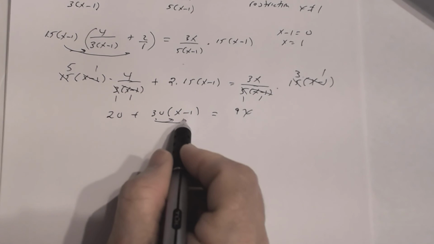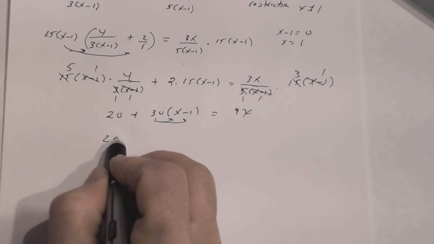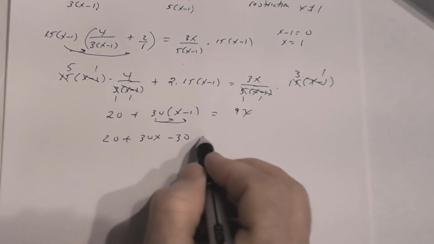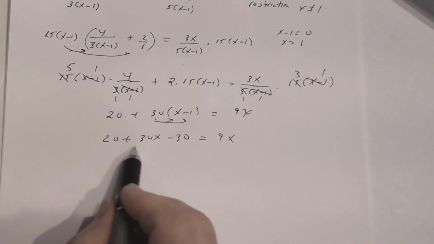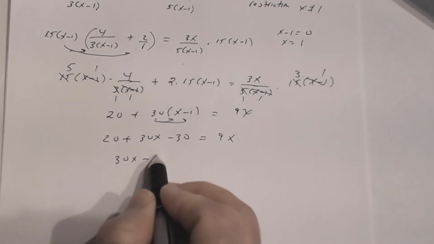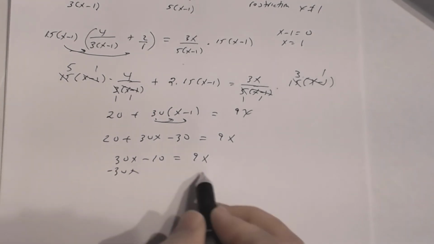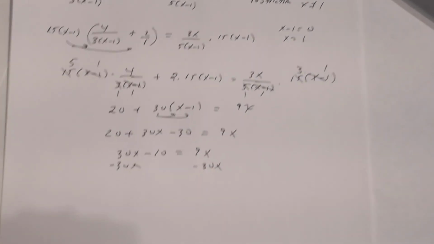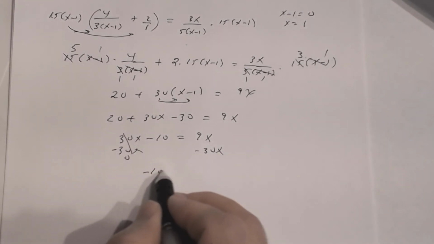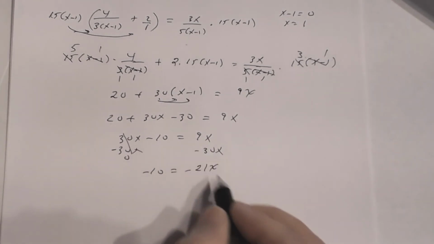So let's distribute. So we're going to multiply every term in the parentheses by 30 first. So 20 plus 30 times x is 30x. 30 times a negative 1 is a negative 30, equal 9x. Then combine like terms. 20 and a negative 30 is a negative 10, so I get 30x minus 10 equal 9x. And then again, let's just go ahead and subtract 30x from both sides. And so when I do that, I'm going to get, that's 0, and I combine my terms, 0 and negative 10 is a negative 10, equal 9x and a negative 30x is a negative 21x.